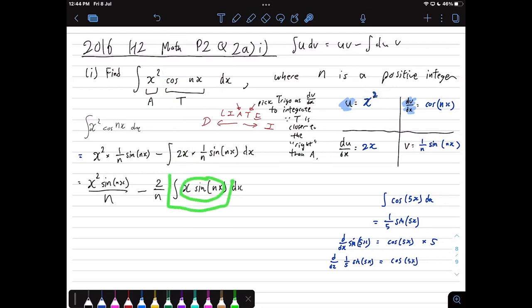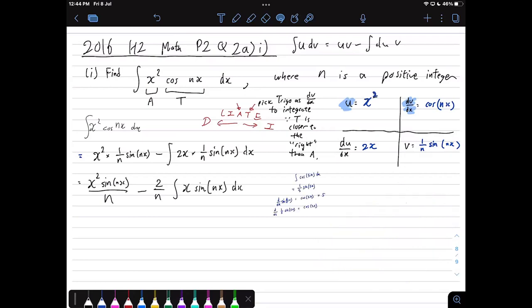How do you integrate this? You need to do a second round of integration. Okay? So draw the table again. Round two. This one, you see that there's another x multiplied by our trigo. Algebra times trigo, what do you need to do? Use what? By parts. Exactly.